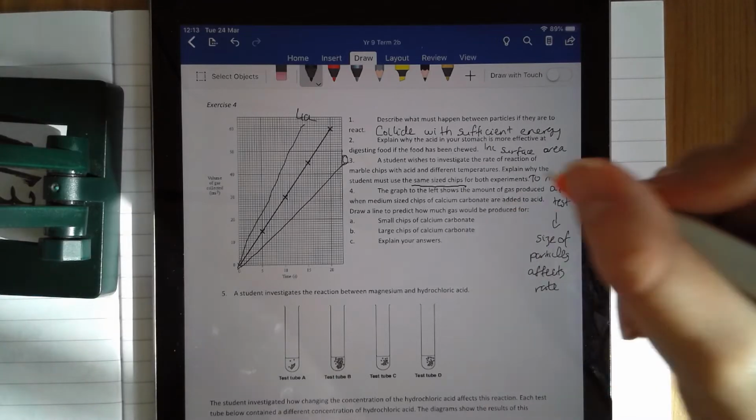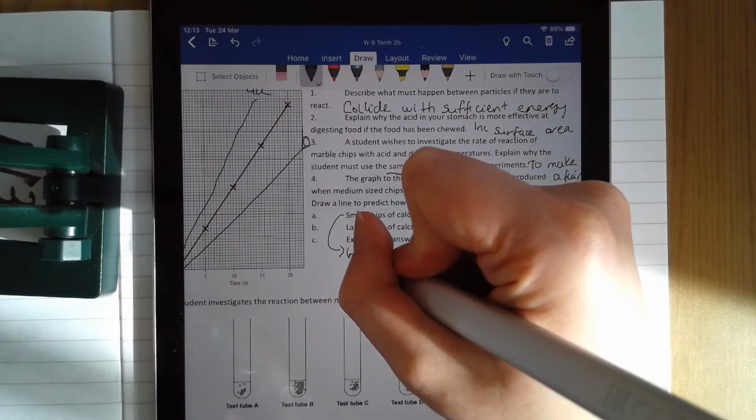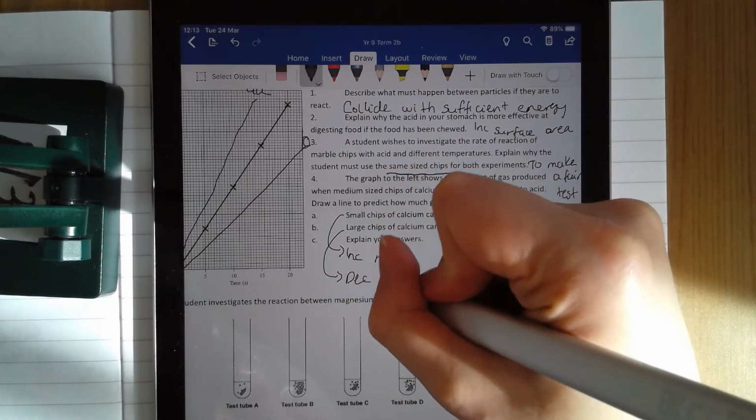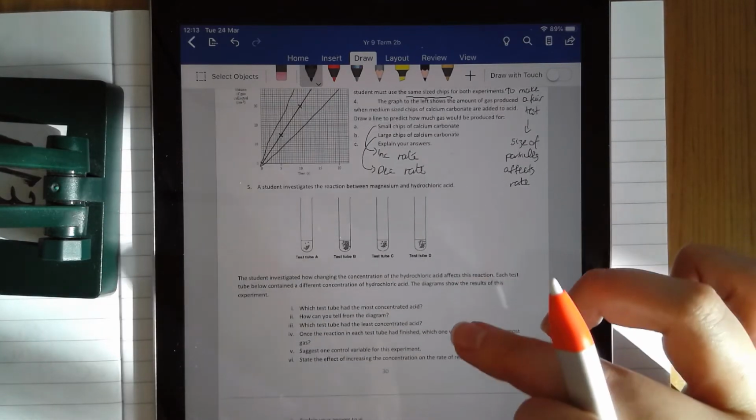Explain your answers. That's what I've already said. Small chips increase the rate, and the larger chips decrease the rate. I'm representing that in the graph by the steepness of my line.